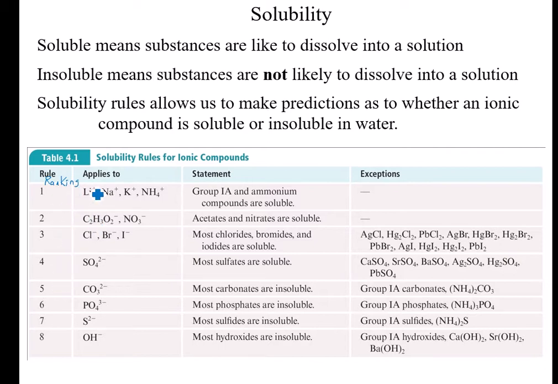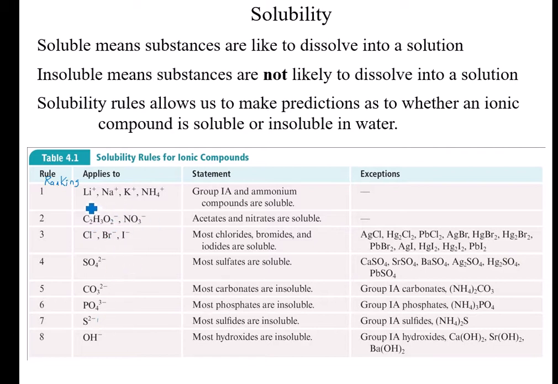Okay, so the first thing I'm going to look at is lithium, sodium, potassium, and ammonium, so the +1 ions in group 1A and ammonium are soluble, meaning that they dissolve in solution, and there are absolutely no exceptions to this. You'll also know that rule number 1 is the only one in this whole table that is a positive charge. Everything else here is a negative charge.